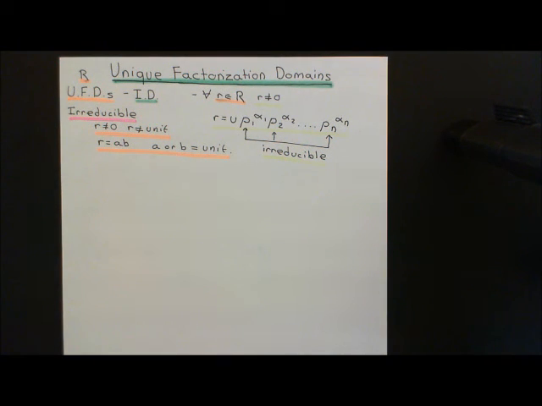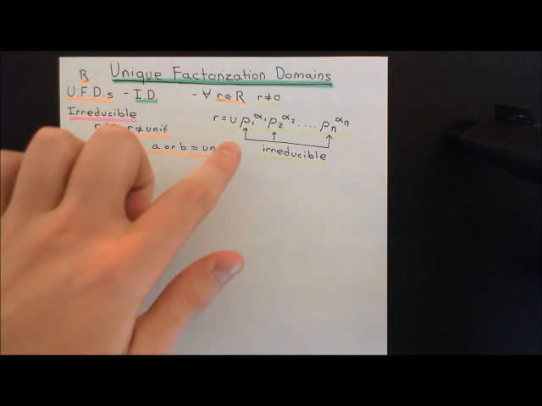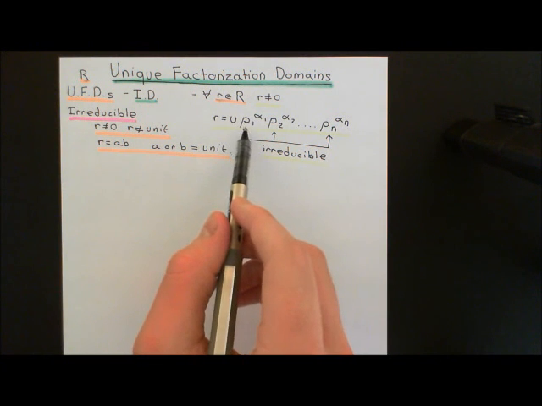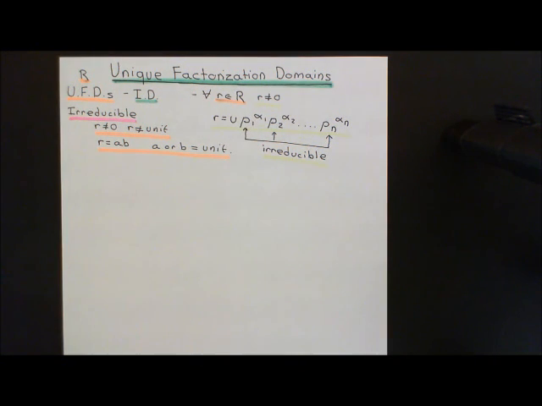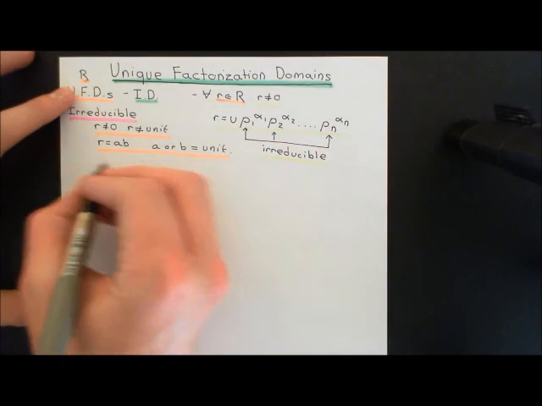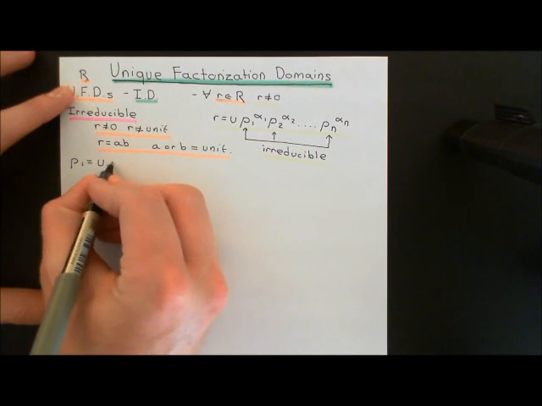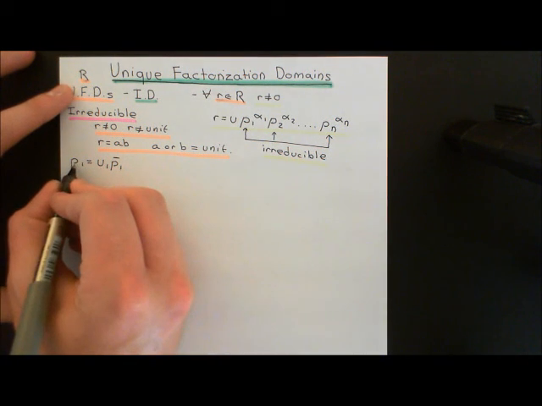Now, there's something else to add here. This factorization of a non-additive identity element into irreducibles in this way is unique up until the fact that you can use different associates of these irreducibles in each of these places. So let me explain in more detail what I mean by this. This P1, let's say, we could replace it with some unit times an associate of it. So what I could do is take P1 and write it as some unit, which I'll call U1, times P1 bar, where P1 bar is an associate of P1.